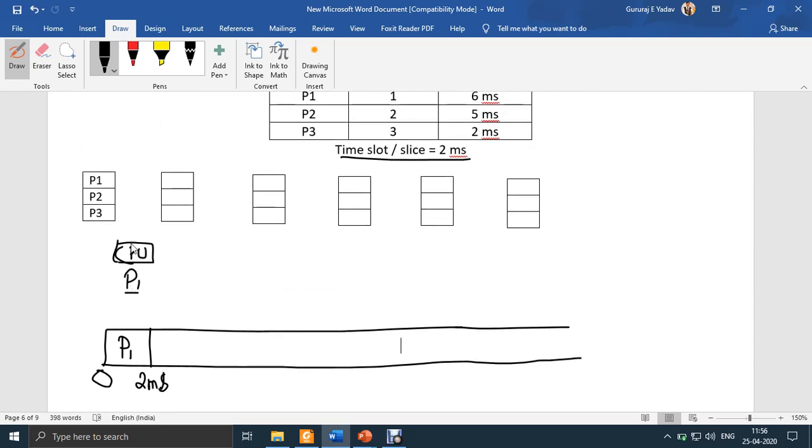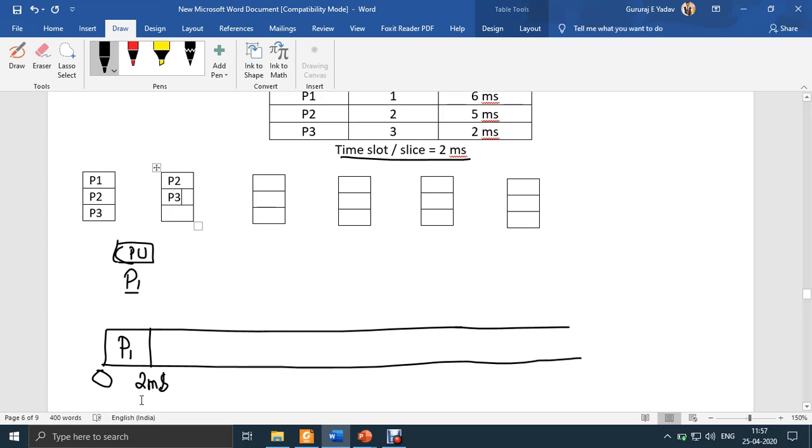Since P1 is given the chance to execute at 0 milliseconds, you have to rearrange this queue. Whatever queue you have here, you have to rearrange it. So now what will happen? P2 will move up in the queue, because as soon as the first person gets the ticket, the next chance goes to the second person. So P1 is given the chance, P2 will be moved up in the queue, and similarly P3 will also be moved up.